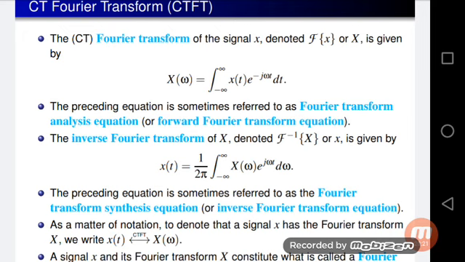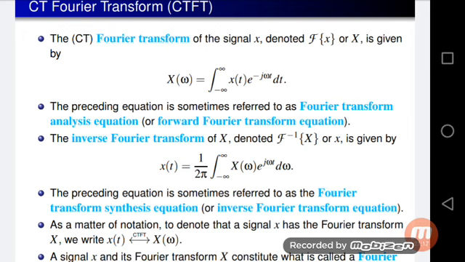The continuous time Fourier transform of the signal x, denoted F of x or X of omega, is given by the integration of x of t e power minus j omega t dt. This equation is sometimes referred to as the Fourier transform analysis equation or forward Fourier transform equation. The inverse Fourier transform of X, denoted F inverse of X, is given by x of t equal to 1 by 2 pi integration from minus infinity to infinity of X of omega e power j omega t d omega. This equation is sometimes referred to as the Fourier transform synthesis equation or inverse Fourier transform equation.